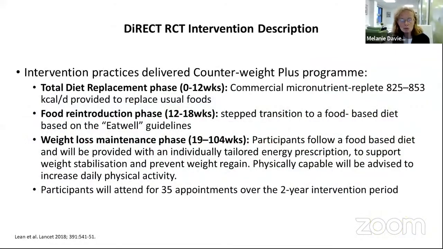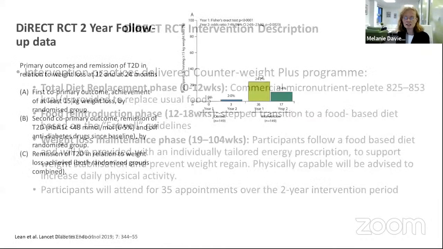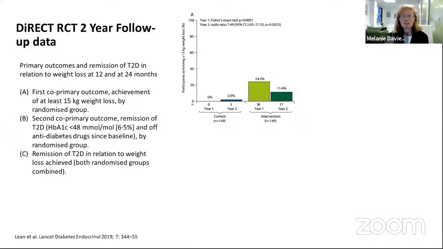This, as you know, was delivered by a dietary replacement phase of 12 weeks with complete dietary replacement, a food introduction phase over the next 6 weeks, and then a weight maintenance phase when there was an individually tailored energy prescription to prevent weight regain. This is the DIRECT study that was published in the Lancet Diabetes and Endocrinology. This is the 2-year follow-up data. You can see that by 1 year, around a quarter of patients were able to achieve 15 kilogram weight loss.